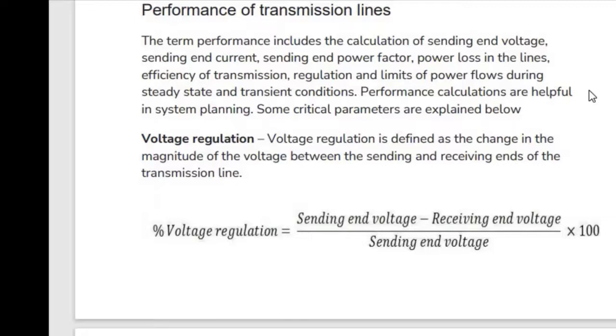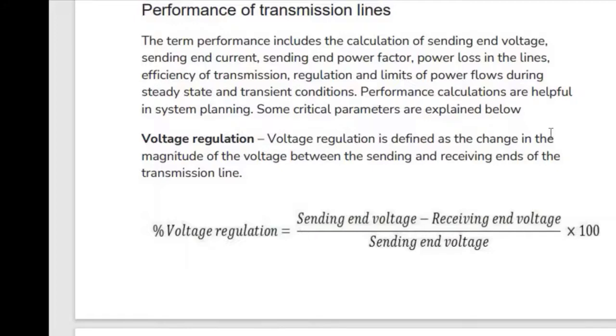Voltage regulation. Voltage regulation is defined as the change in the magnitude of the voltage between the sending and receiving ends of the transmission line. By the law, voltage regulation in percentage is equal to sending end voltage minus receiving end voltage, divided by sending end voltage, times 100%. By this law, we can easily find out the voltage regulation in percentage.